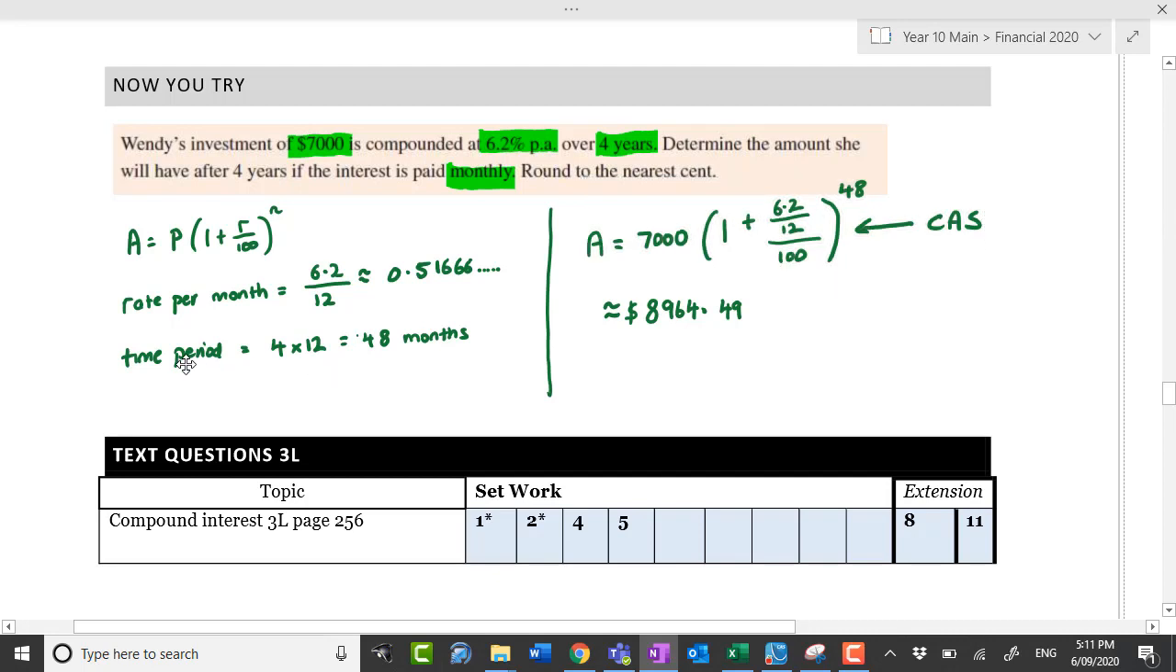The time period is 4 years times 12 months, which is 48 months. So that's going to be up here. Remember, I've got a rate per month, so this needs to be months. Now I got $8,964.49. Let's just practice once doing it in the CAS.